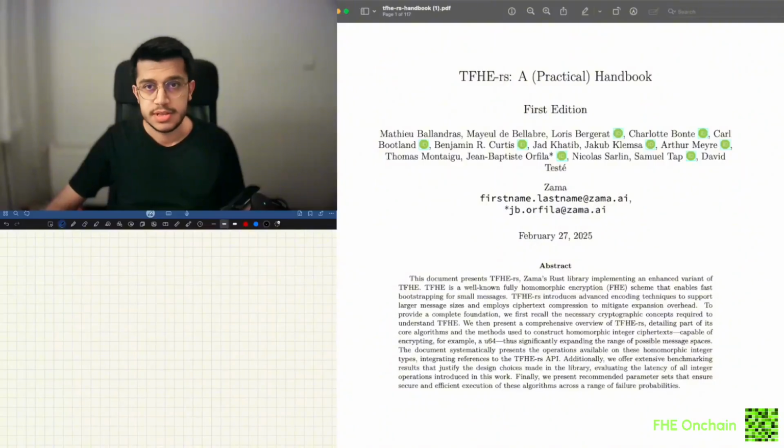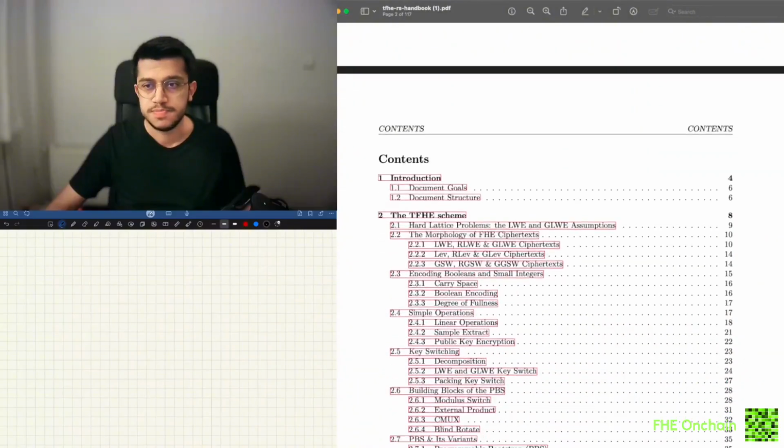the first page. Obviously, the name is TFHE: a practical handbook, first edition. This work is being developed by the Zama team, and I must say this is a really good one, and I'm definitely recommending it for those looking for any written resource on TFHE and also the TFHE implementation from the practical perspective rather than reading abstract papers. So let's see the content board.